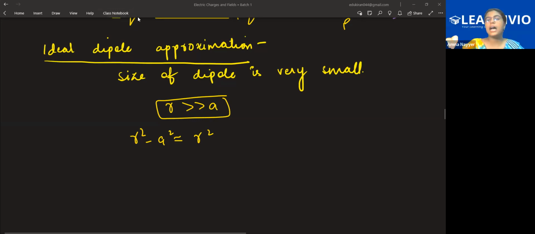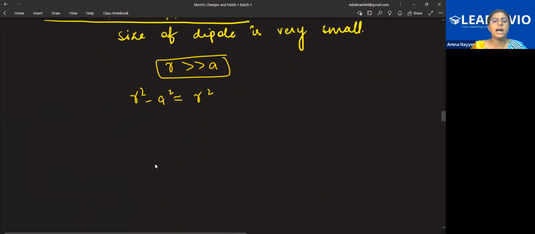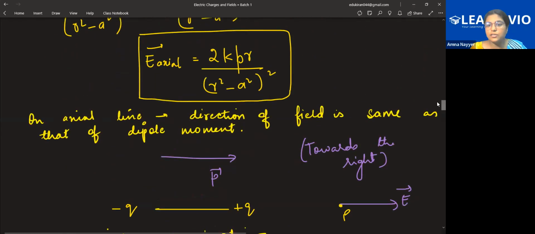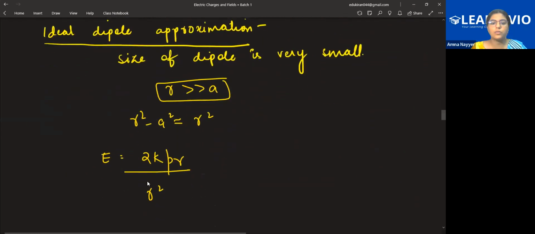So see, r square minus a square is approximately equal to r square. So in the formula which we have obtained, E is equal to 2kpr, the entire r square minus a square can now be replaced with just r square, and then this square is left. So r square minus a square to the power square, right?